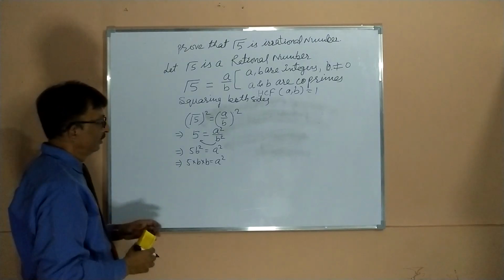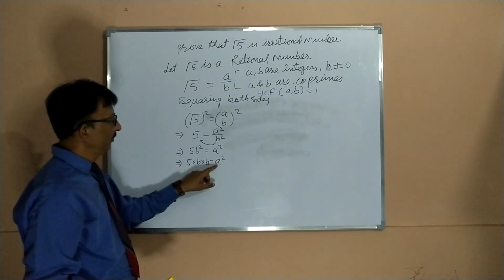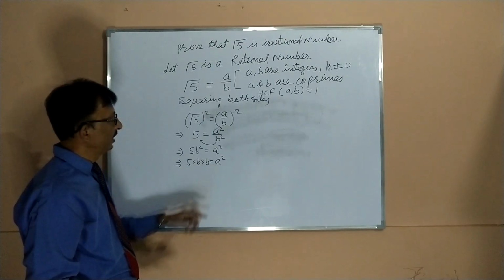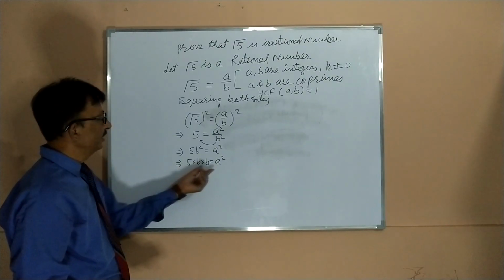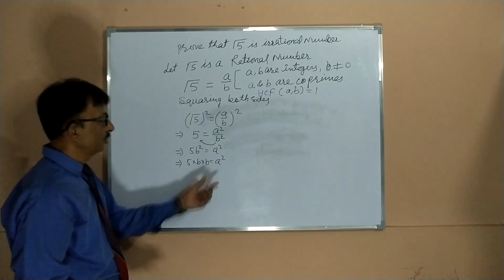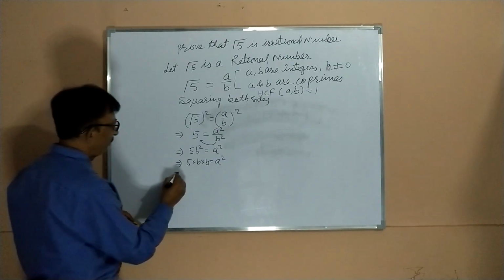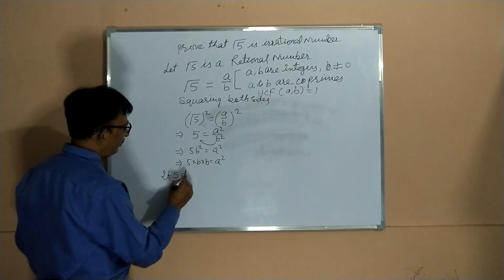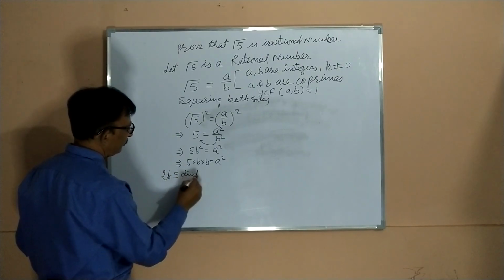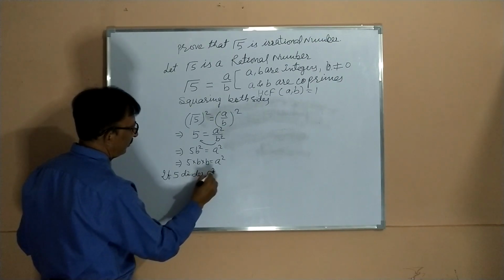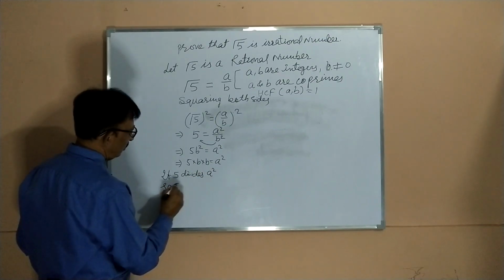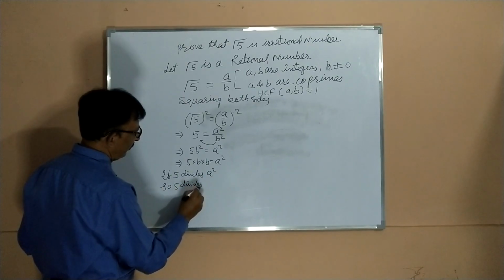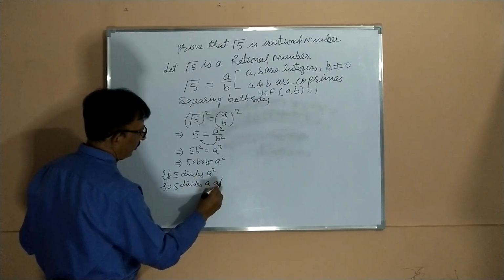This gives us that 5 is a factor of a square. If 5 is a factor of a square, it means 5 divides a square. So if 5 divides a square, then 5 divides a also.